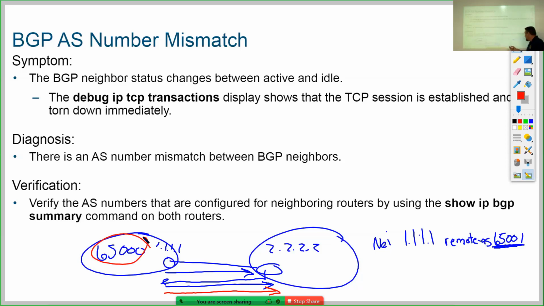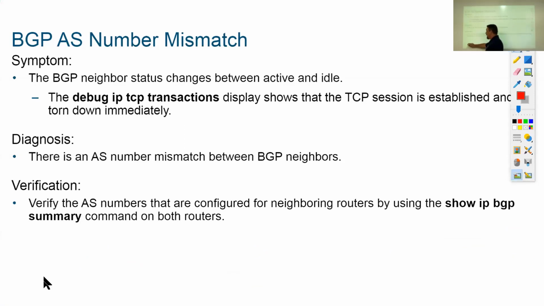And if that AS number does not match what they've got configured, you're going to see BGP send out what we call a BGP notification message, okay? So you can actually look at BGP events as well. If I debug not only IP TCP transactions, but debug IP BGP events, you'll see that notification message being sent out as well, okay? And again, verify those AS numbers are configured correctly for your neighbors using the show IP BGP summary command on both ends, on both routers, okay? And they're going to show you these debugs here in just a second.